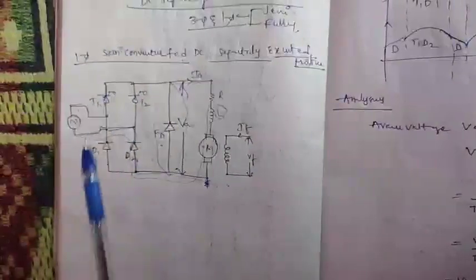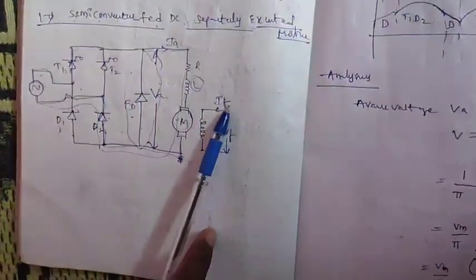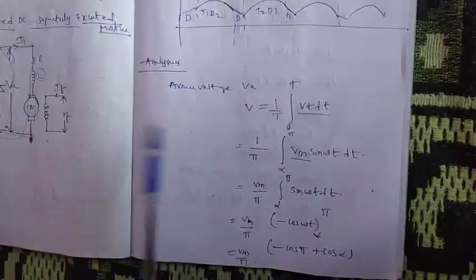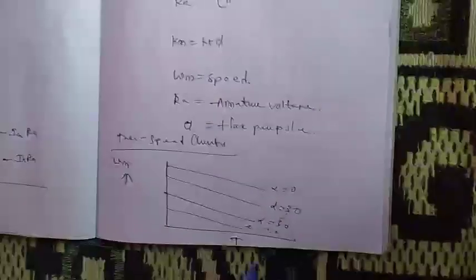So this is about the single phase semi-converter. Here we saw the semi-converter giving input to the DC motor. After that we saw the operations, derived the formulas for average voltage and the torque speed equations, substituted these values and finally plotted the characteristics.